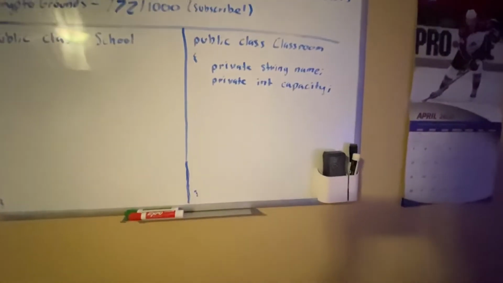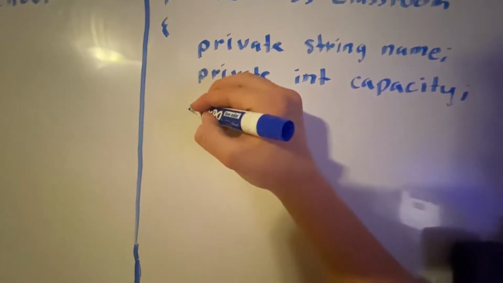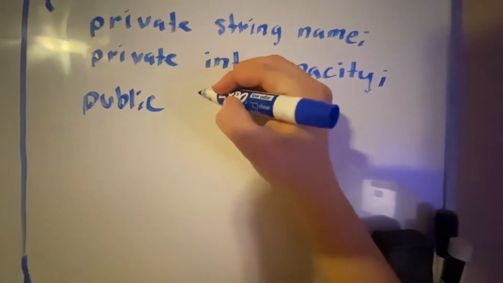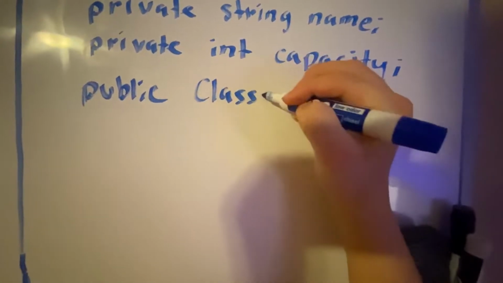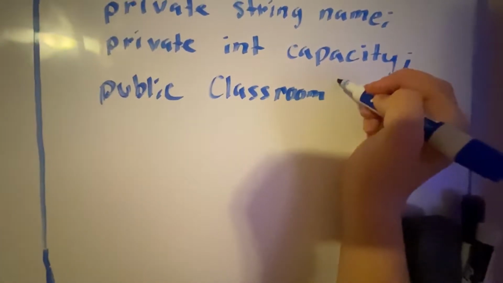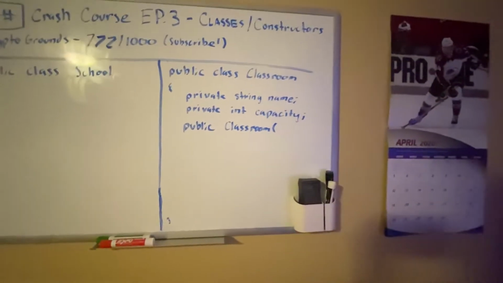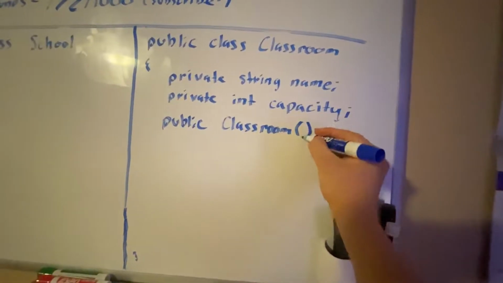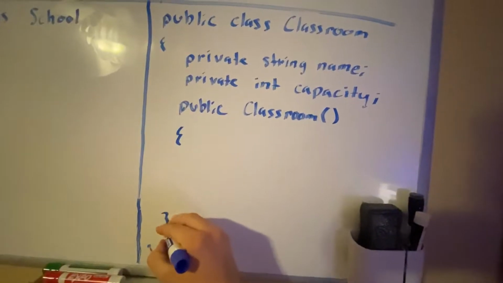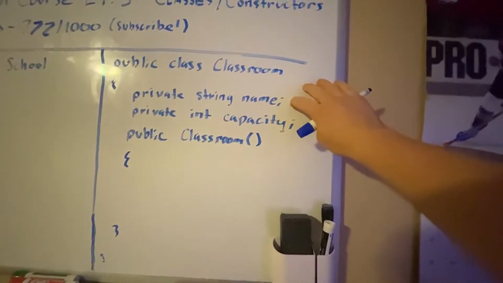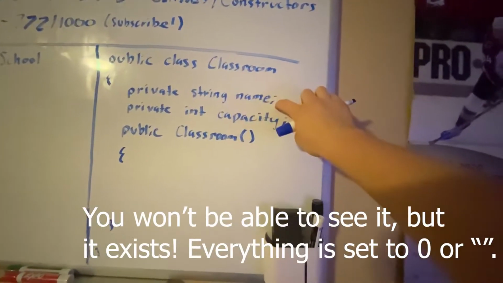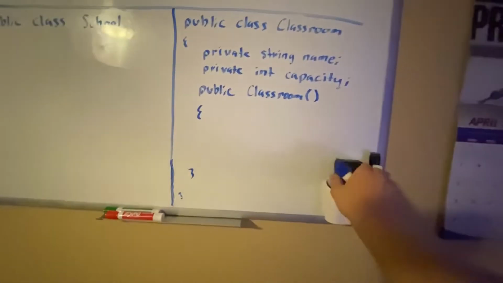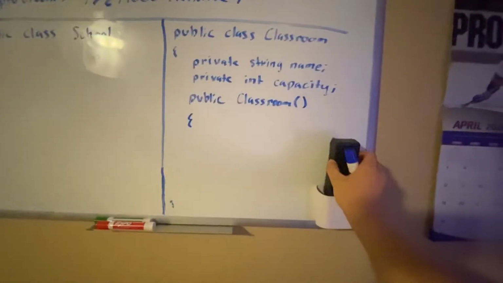To create a constructor, all you have to do is write public classroom, nothing else, just public classroom. This already exists inside your class, and it basically sets the string name as empty and capacity as 0. So what if we want to create a classroom with our own settings or our own default values?